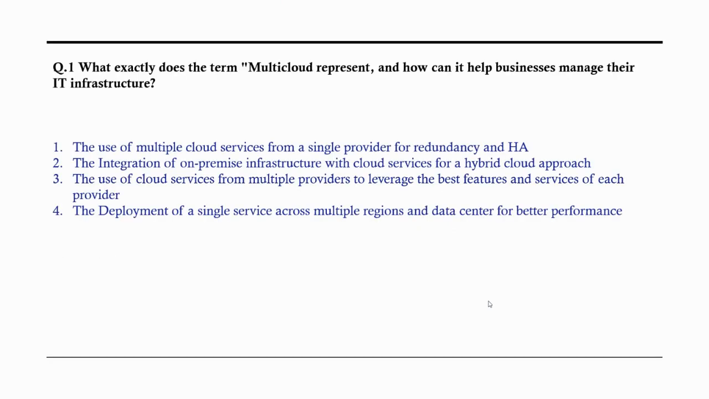The first question: what exactly does the term multi-cloud represent, and how can it help businesses manage their IT infrastructure? Here the question is to understand what multi-cloud is. Out of four options, the correct option is option 3, the use of cloud services from multiple providers to leverage the best features and services of each provider. This is the best answer out of 4.